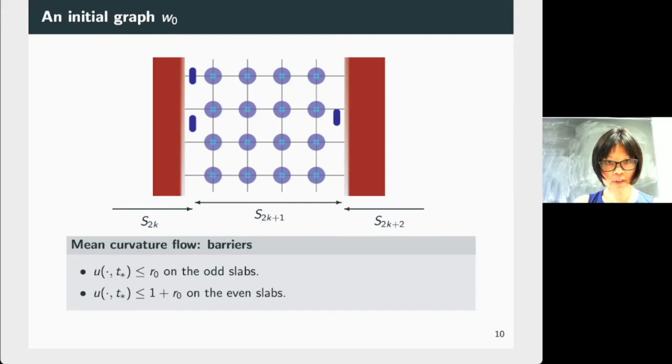So on the even slab, when the graph was 1, you put, again, donuts on top. And so the slab can't get past these donuts before time t star, before the extinction time of the donuts, because the donuts sort of stay here and shrink. What do we have? We have U at t star being less than R0 and being less than 1 plus R0 on the even slab.